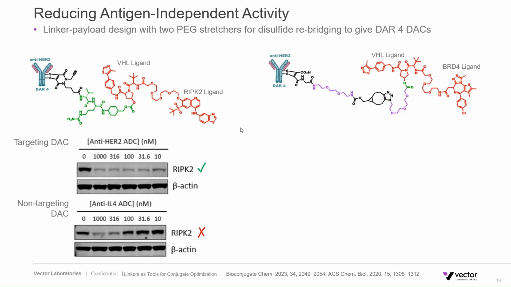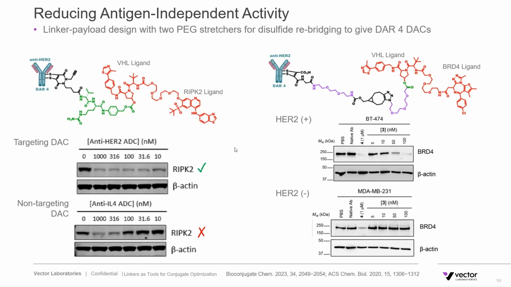In the example on the right, PEG stretchers were incorporated into that linker payload to give a more hydrophilic linker payload design. And then this was tested for POI degradation in cells that both expressed or didn't express the antigen. So in the example on the top, it can be seen that there is POI degradation in the HER2 expressing cells. And then on the bottom, there is no POI degradation in the cells that aren't expressing HER2. So there's no antigen independent activity. So this is a good example showing how these hydrophilic linker payload designs that incorporate PEGs can reduce this antigen independent activity that has the potential to give rise to off-target toxicities.